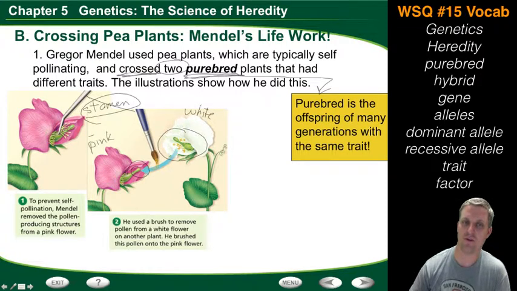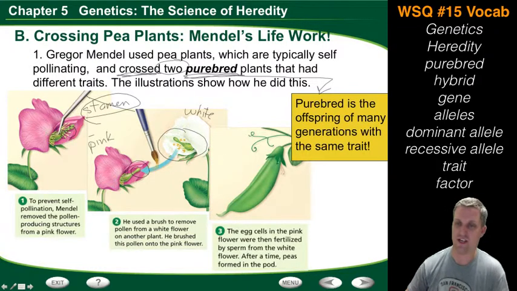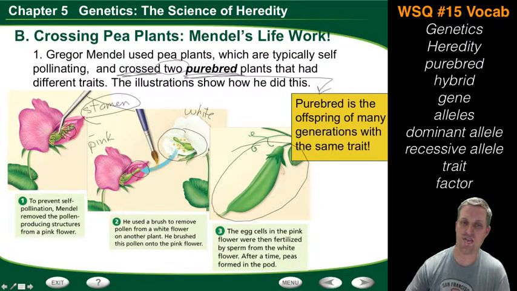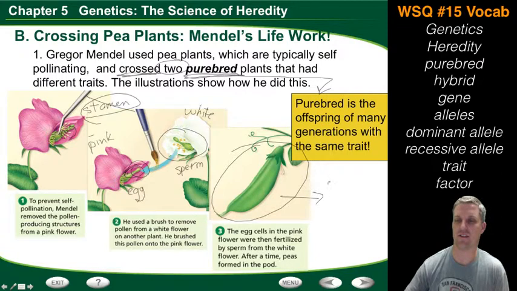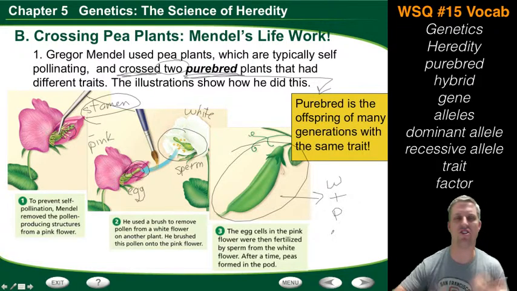So he would start by clipping off the stamen of the flower that was going to receive the pollen, so that the pollen couldn't accidentally pollinate within the flower. He then brushed some of the pollen from one plant to the other. And then finally, the egg cells that would form in that flower, so here's the pea pod, were fertilized. So we had the egg of the pink flower fertilized by the sperm that are in the pollen, the sperm of the white flower. And what you end up getting were peas in a pod, and ultimately plants that were a product of a purebred white plus a purebred pink. And that's how he could ensure that they didn't self-pollinate and cause an issue. So that's what Gregor Mendel did.